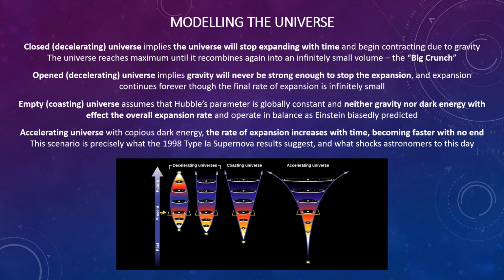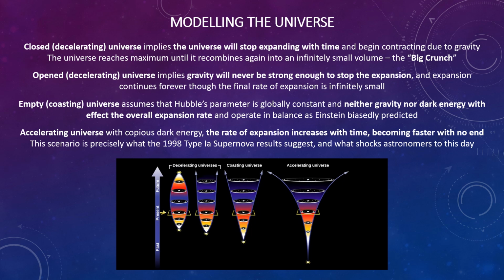There's also an empty universe, which we call a coasting universe, which assumes that the Hubble parameter is globally constant, and neither gravity nor dark energy will affect the overall expansion rate, and they'll operate in balance as Einstein originally predicted. This would be our static universe, almost.